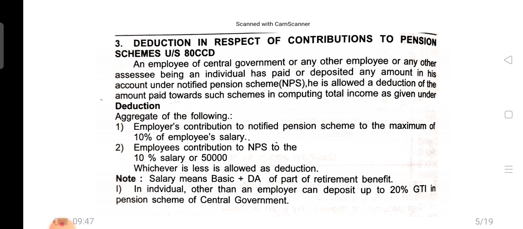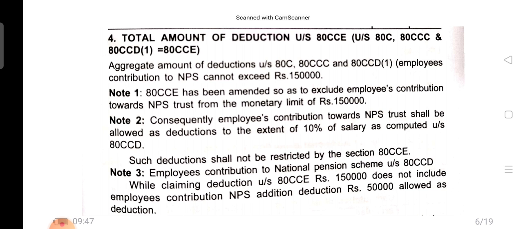Now to call it salary, what are the things included to calculate salary? Salary means here basic, whatever basic is received, that is included, plus DA if it forms part of retirement benefit. If it is included in retirement benefit, that DA is also considered. An individual other than an employee can deposit up to 20% of GTI in the pension scheme of the central government.